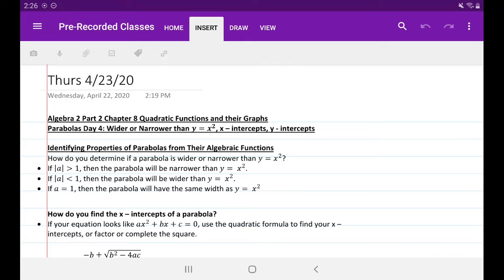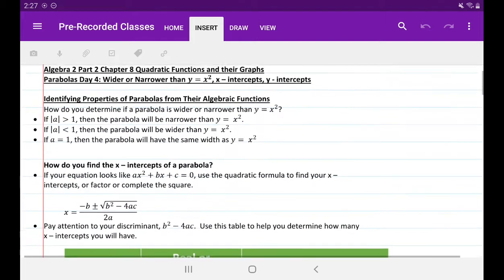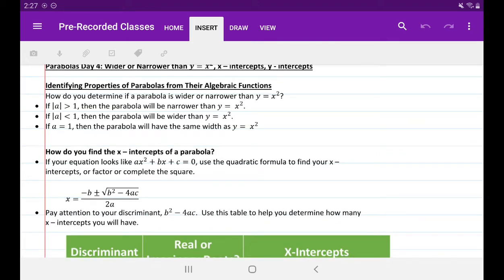Algebra 2, Part 2. This is the fourth day of parabolas, so it's our second day of determining if a parabola is wider or narrower than y equals x squared, finding our x-intercepts and finding our y-intercepts. So we'll be doing the same thing that we did yesterday. We'll just be practicing it on a few different parabolas.